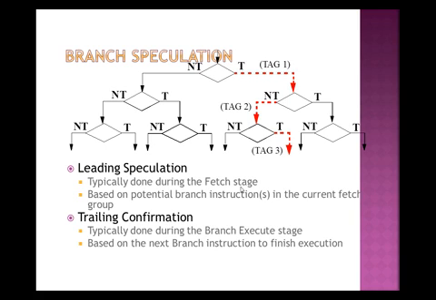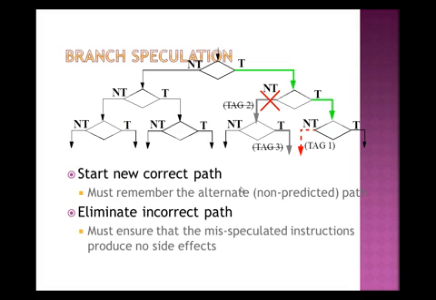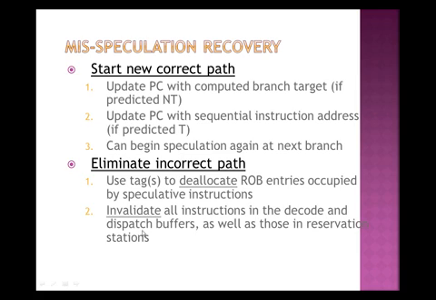Then we also discussed branch speculation, that is how to use it. What are the parts of branch speculation? That is leading or trailing. These are the two types: leading speculation and trailing speculation, or trailing confirmation. This branch speculation is discussed with the help of a diagram. In this diagram there are three tags, tag 1, tag 2, tag 3, which represent the different paths between the different nodes.